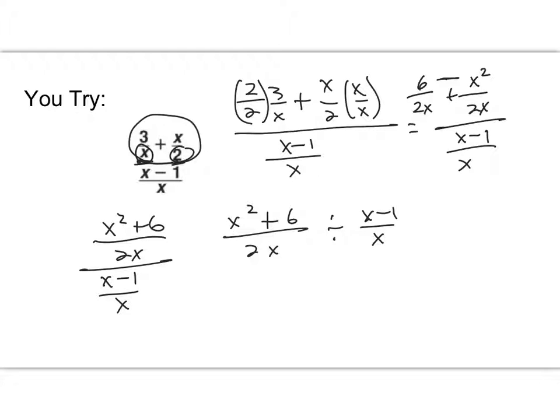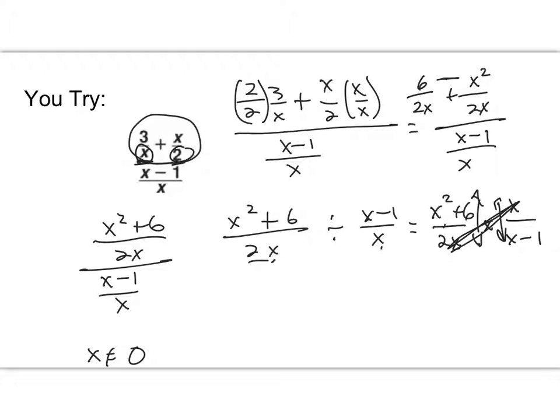If you take a look at this, what can x not equal? Well, if it's 0 here, that's undefined, and if it's 0 here, that's undefined. So x can never equal 0. All right, now we can write it as a multiplication. All right, and you can see that I don't have any common factors here or here, here or here, but if you look across, I have an x I can get rid of.